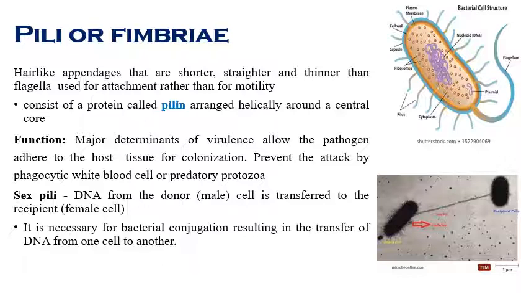The main difference between flagella and pili is that flagella is the locomotory organ, whereas pili is the conjugation organ. Or simply, pili is the organ that can create genetic variations and is helpful for colonization. Yes. So now we will see the next one.